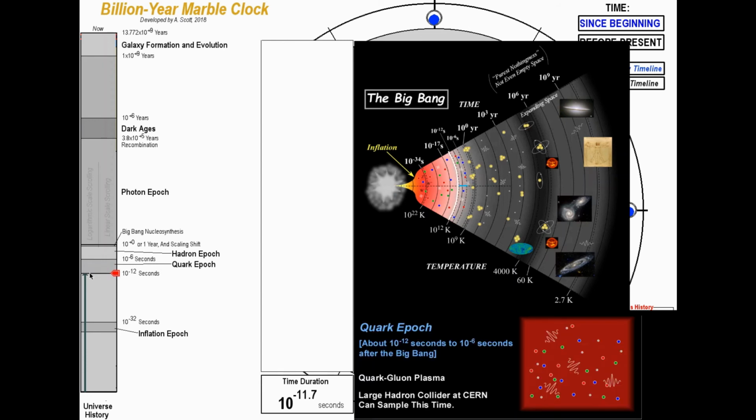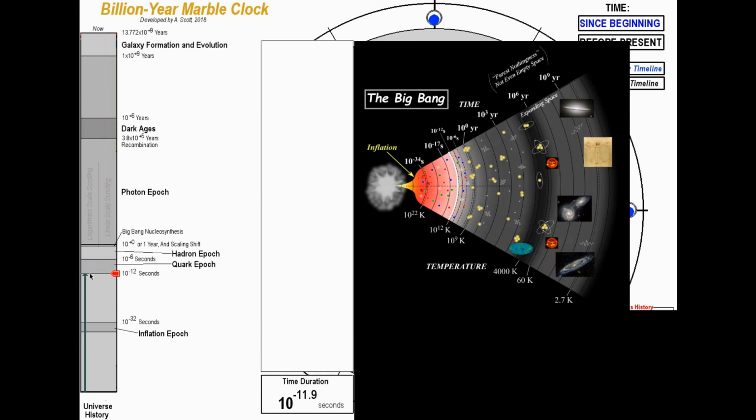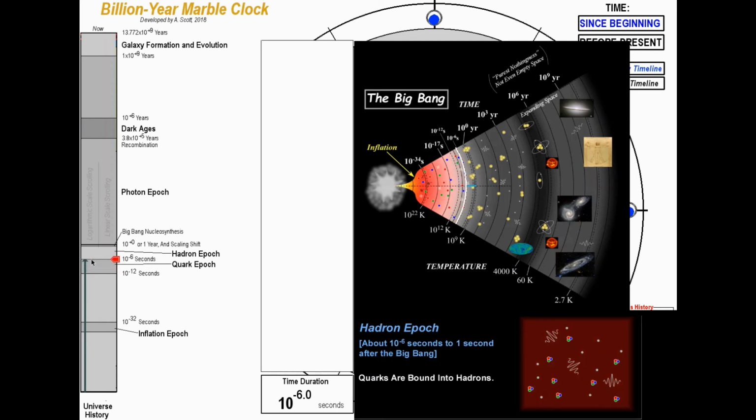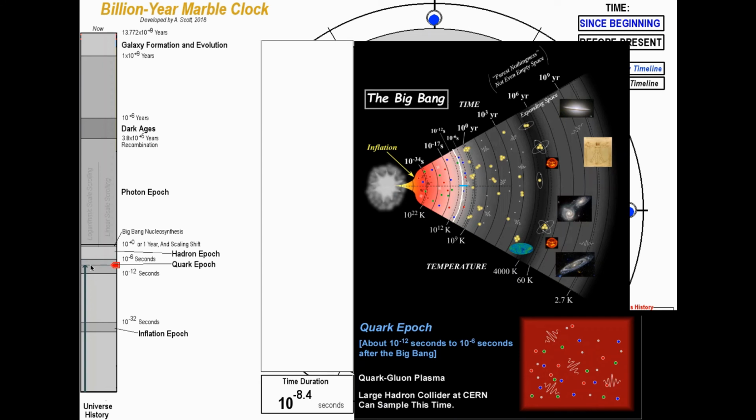From 10 to the minus 12 seconds to about 1 millionth of a second, an extremely hot quark gluon plasma existed. The Large Hadron Collider at CERN and the Relativistic Heavy Ion Collider at Brookhaven have experimentally examined this state of matter energy, where the temperatures are over 1 trillion Kelvin.